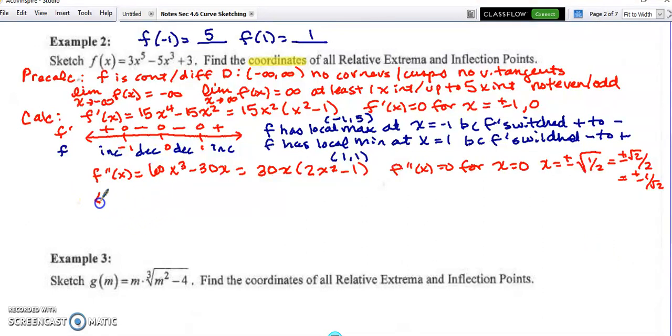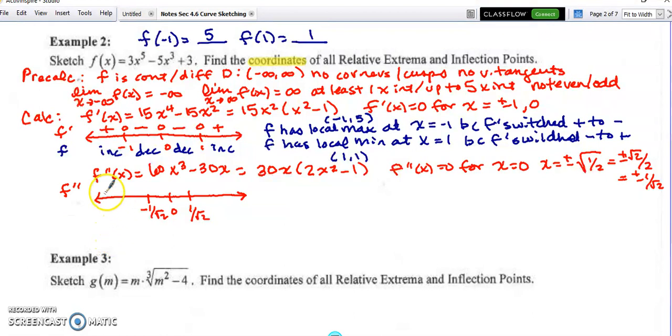Let's create our sign chart. So come down here. Now, square root of 2, 1 over square root of 2 or square root of 2 over 2, approximately where they are. They're not, as 1 over square root of 2 is going to be a fraction, so it's somewhere in here. So negative 1 over square root of 2, 0, 1 over square root of 2. Just kind of lining them up because when I do this, it makes it easier when I start sketching.